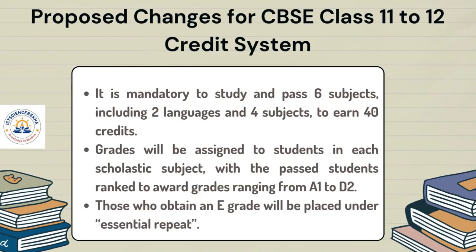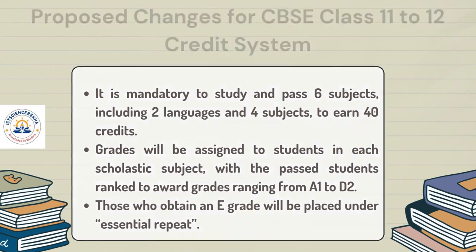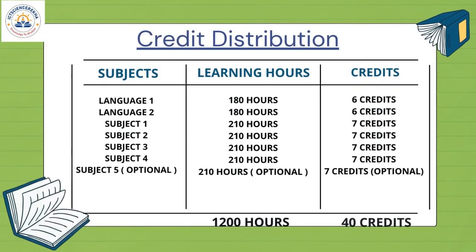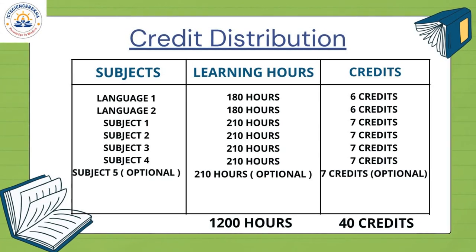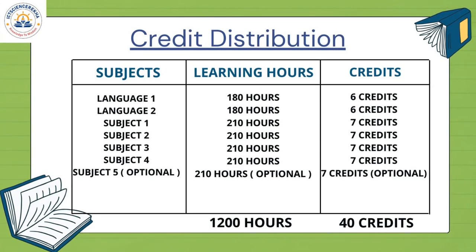Grades will be assigned to students in each scholastic subject, with the past students ranked to award grades ranging from A1 to D2. Those who obtain an E grade will be placed under essential repeat. Here you can see the credit distribution based on learning hours for compulsory subjects.